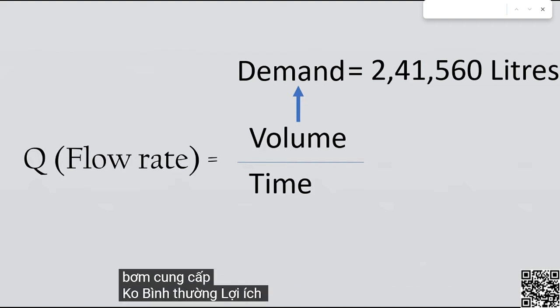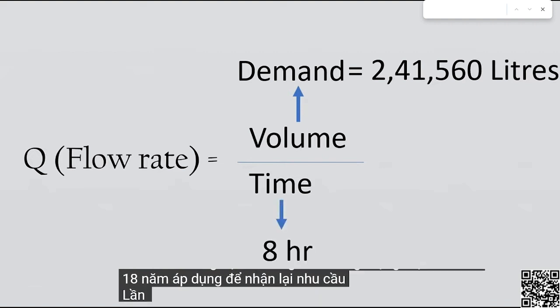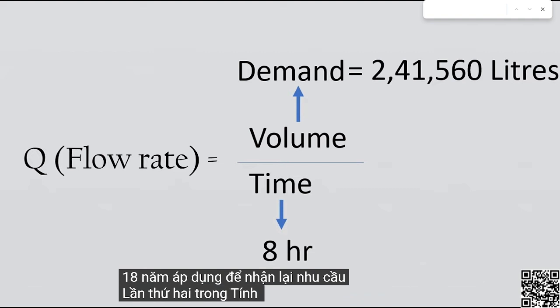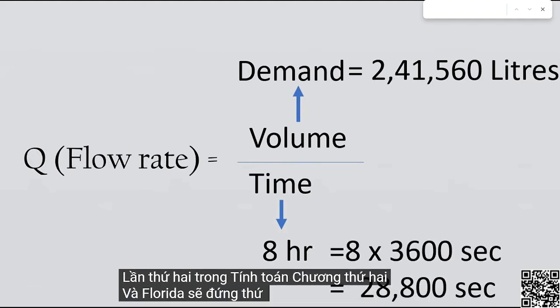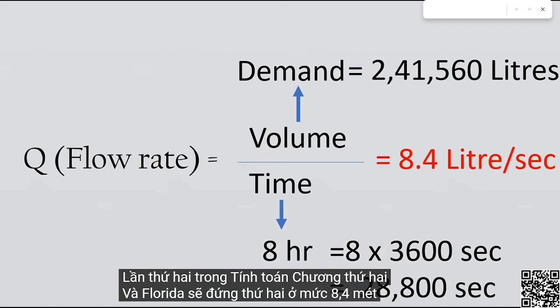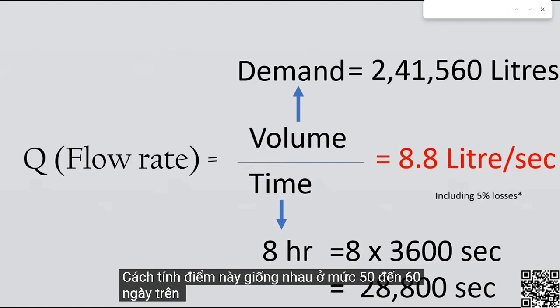Normally, if it is a solar pump, we will assume 8 hours of supply. To get demand in liters per second, we will take time in seconds. So after calculation, our flow rate will be 8.4 liters per second. In this flow rate calculation, if we accommodate 5% losses, then the flow rate will be 8.8 liters per second.